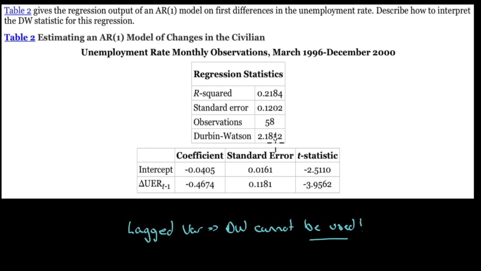Be careful now, this is an AR model, an autoregressive model. What did we say about autoregressive models? You cannot use the Durbin-Watson statistic. DW cannot be used. So how do we interpret this? We simply don't. We ignore it. A little bit of a trick there.